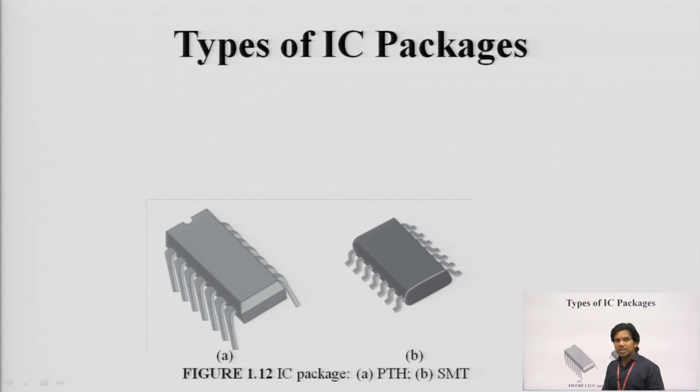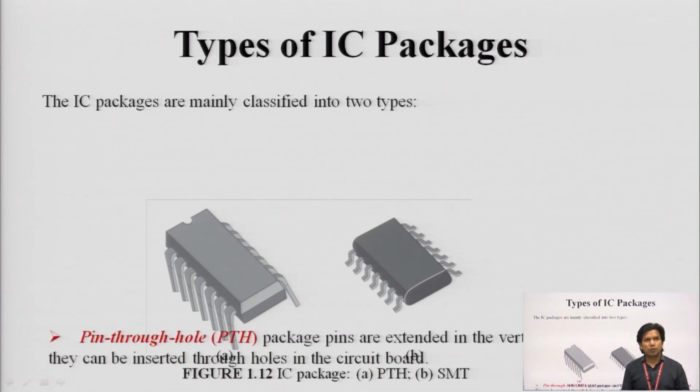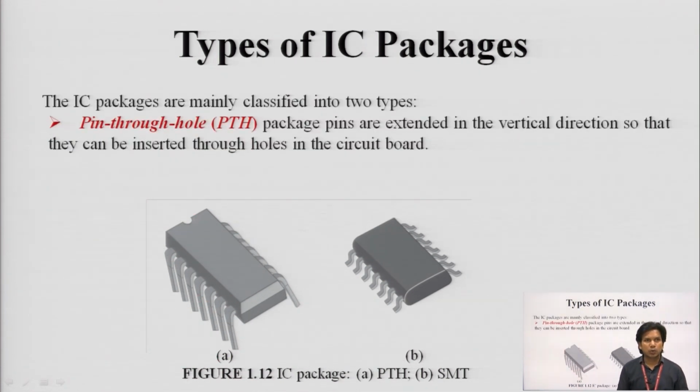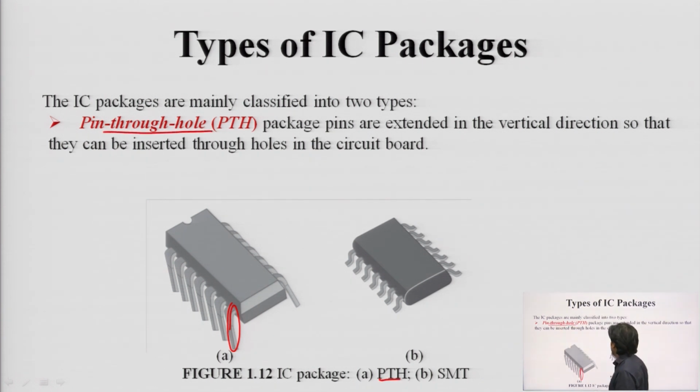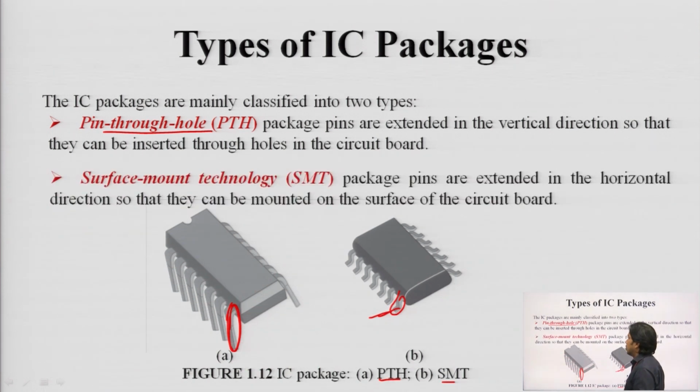Now, the types of IC packaging. We have two different types of IC packaging. One is pin through hole. In this type of packaging, you can see the vertical pins are very long. That is why it is called pin through hole. And the second one has horizontal leads. This one is horizontal, and this one is vertical. That is why it is called surface mount technology. So, these are the two technologies we use to package the IC based on the requirement.